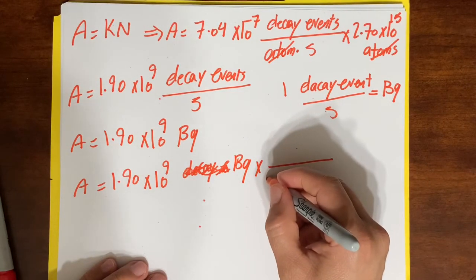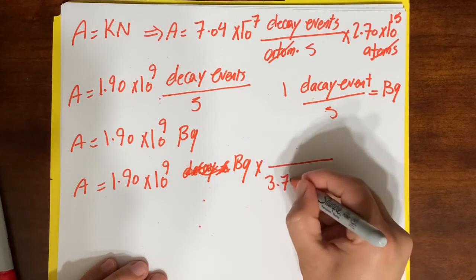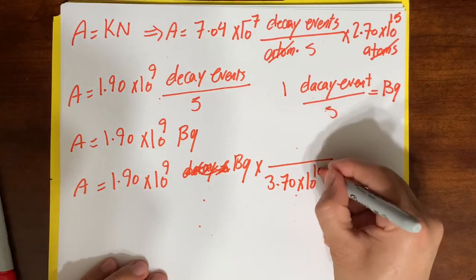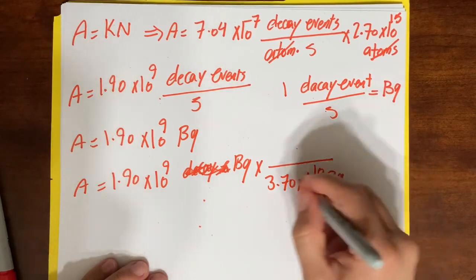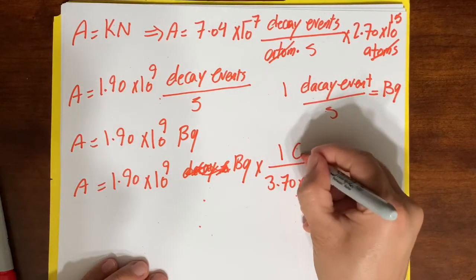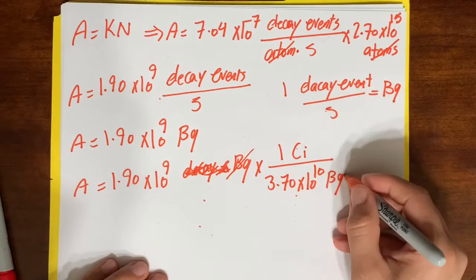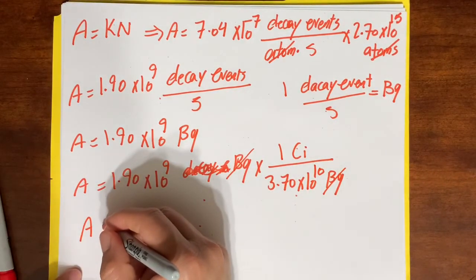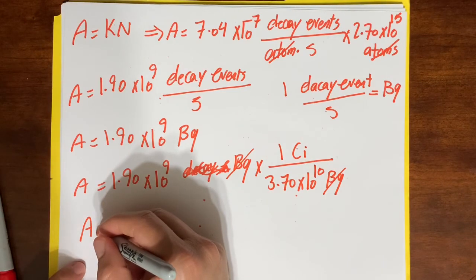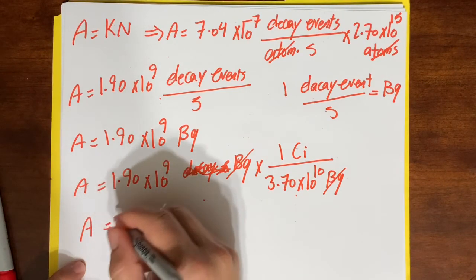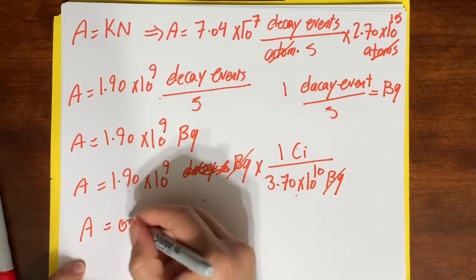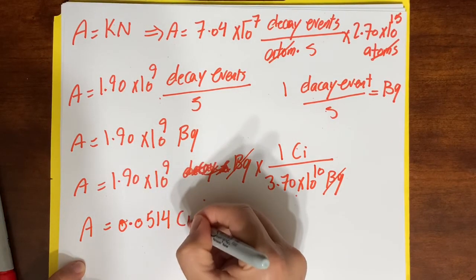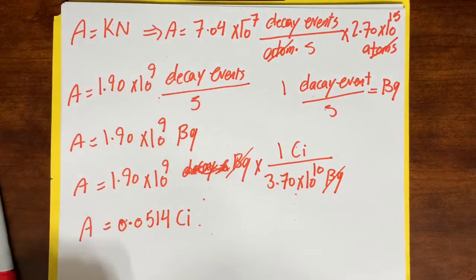And 3.70 multiplied by 10 to the power of 10 Bq is equal to 1 Curie. So Bq by Bq gets cancelled, and A is going to be equal to 0.05114 Curie. Okay.